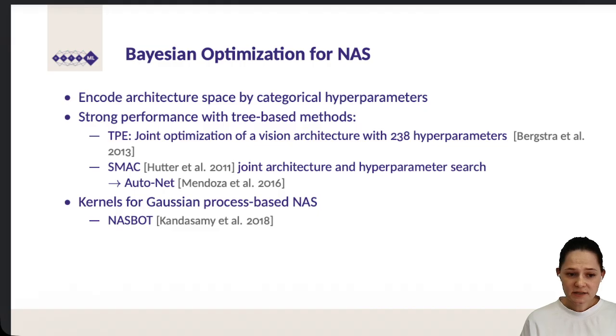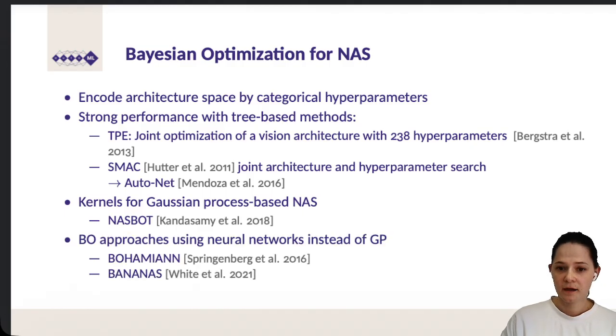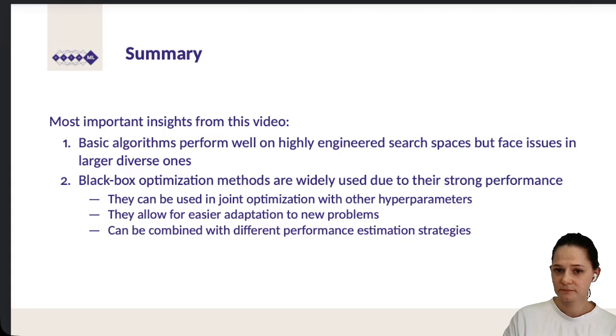In 2018, first steps were made, similar to regularized evolution, encoding the architecture categorically and creating a kernel for a broad range of different architectures. Other approaches use neural networks instead of Gaussian processes. Using, for example, graph-structured neural networks or different types of embeddings instead of a Gaussian process eventually led to very strong results in Bayesian optimization in recent years.